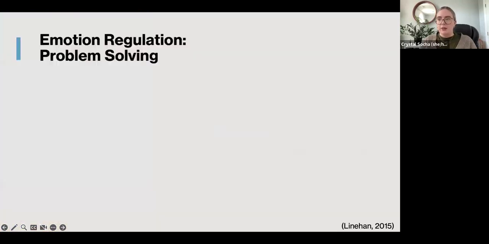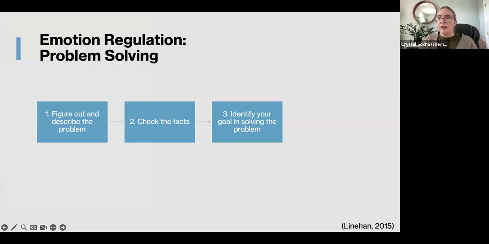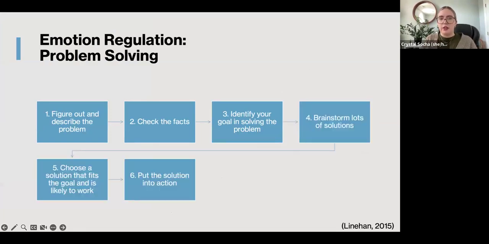Another way when we talk about emotion regulation is problem solving. So when the emotions do fit the facts of a situation and you want to change your emotions to that situation, we talk about solving the problem to reduce the frequency of negative emotions.